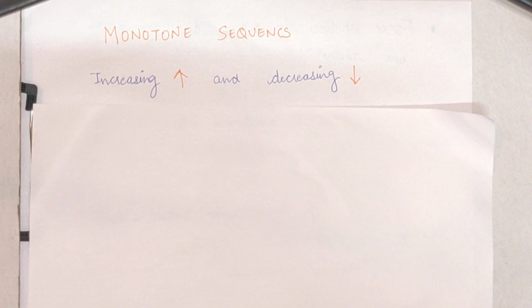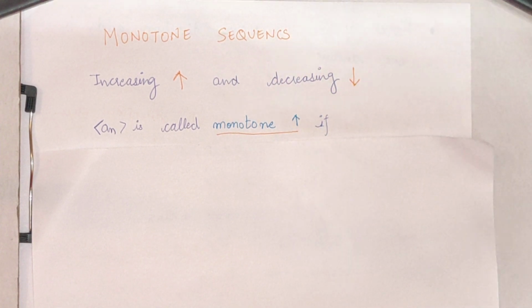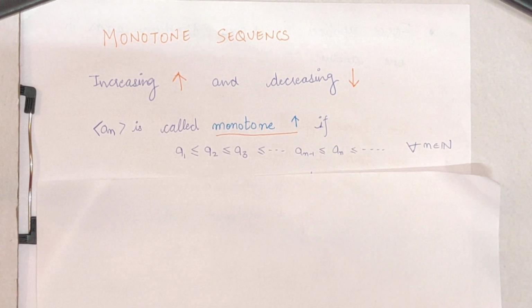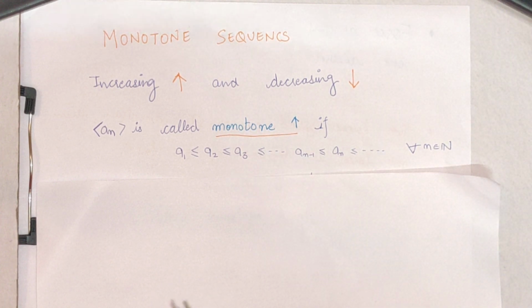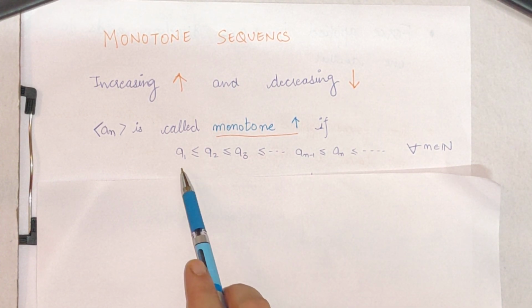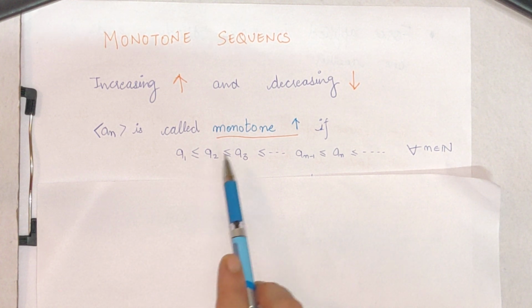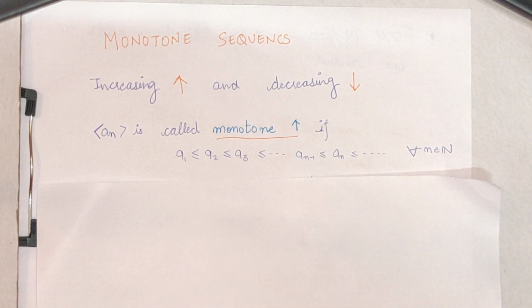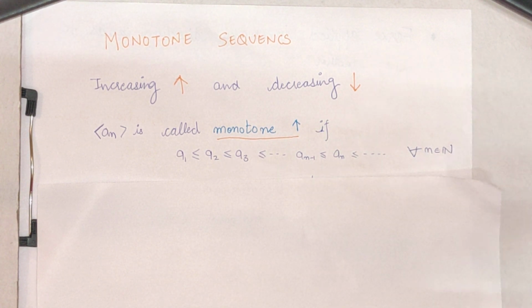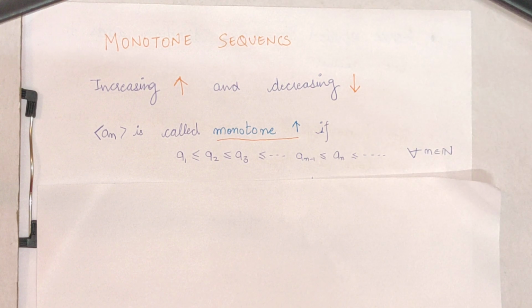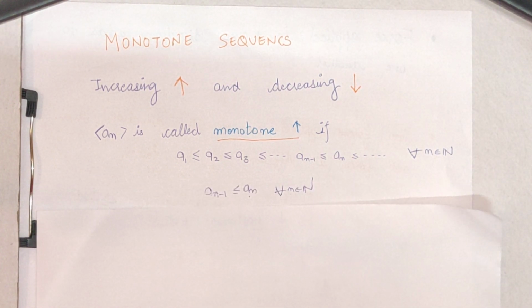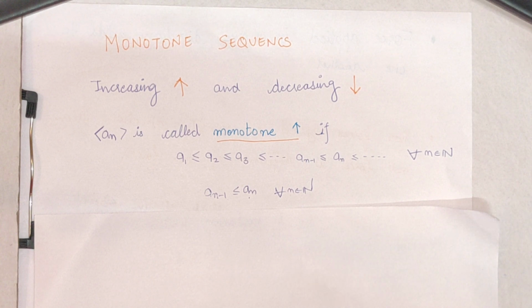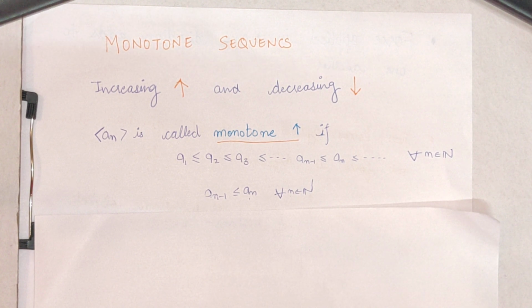monotone increasing sequence means. A sequence a_n is called monotone increasing if this happens. What does this mean? This means that the first member of this sequence is less than or equal to the second member, which is less than or equal to the third member, and so on. So you can somewhat relate this to the ascending order you have done in school. So this means that for any n, the (n-1)th term is always less than or equal to the nth term.